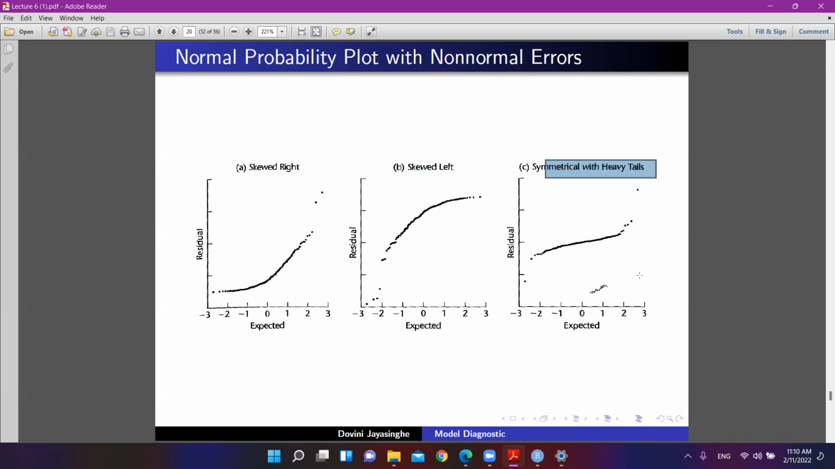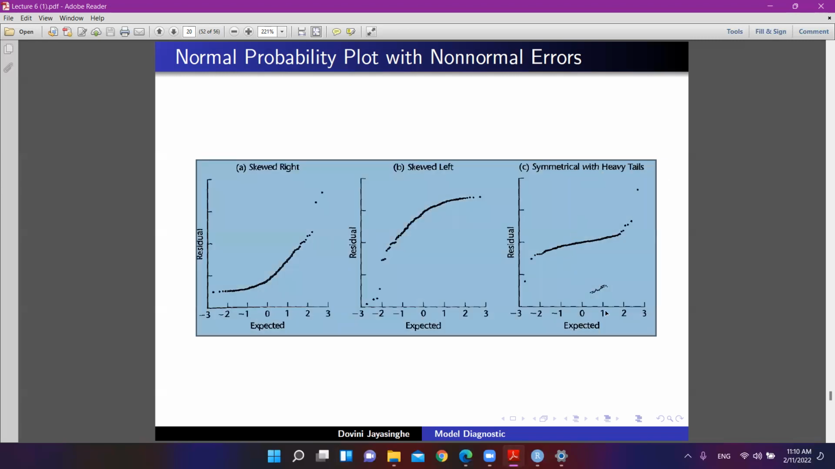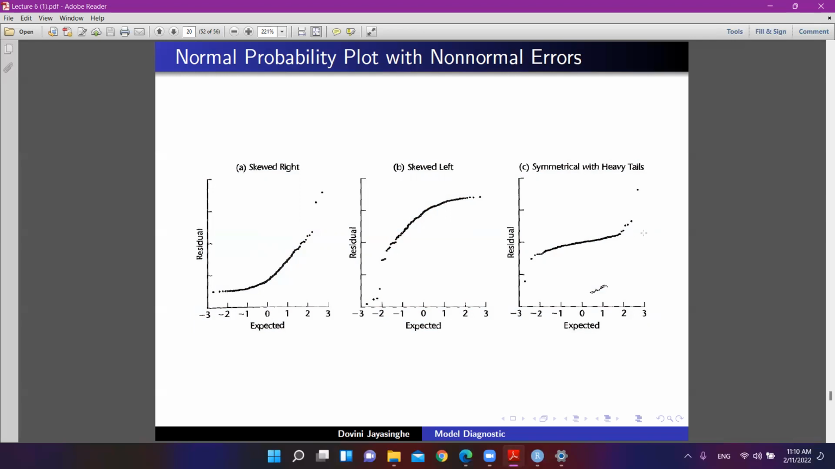So symmetrical with heavy tails. If you are getting a line like this, so this is basically a line, but when it comes to tails, can you see there is some deviation from the line? So it is symmetric with heavy tails or fat tails, just like a T distribution. So you can simply identify if the data are T distributed, then when you plot the QQ plot in tails, you can find something like this.